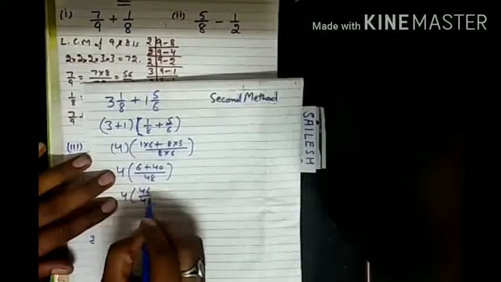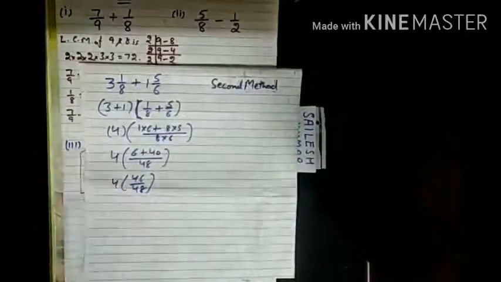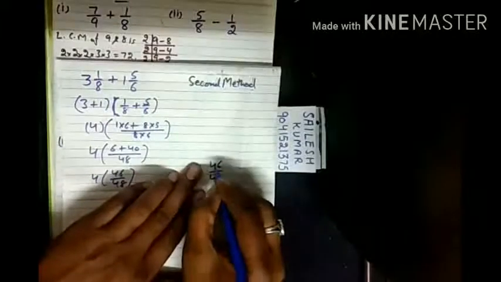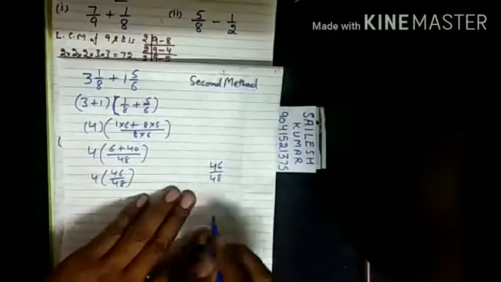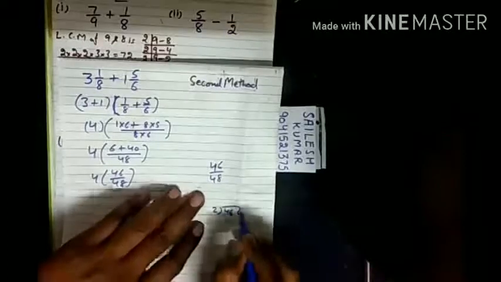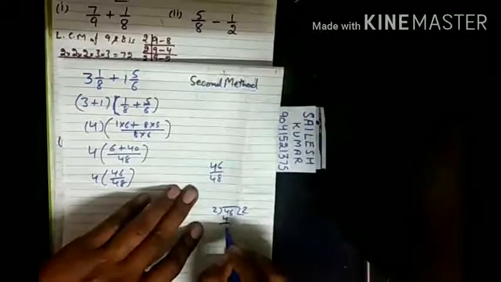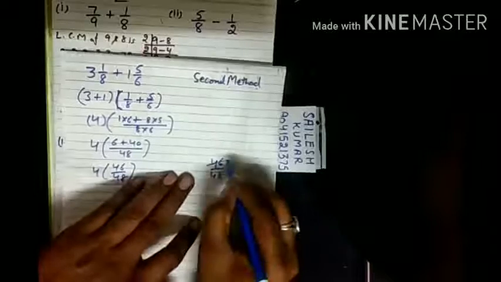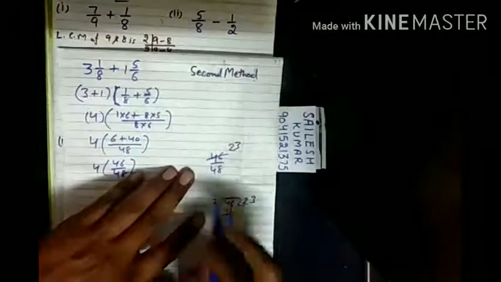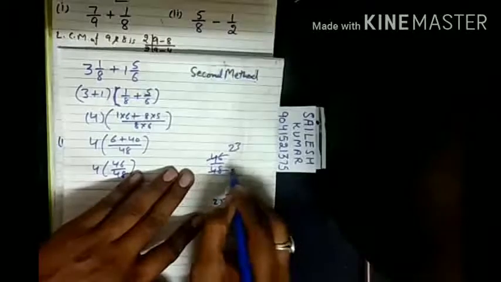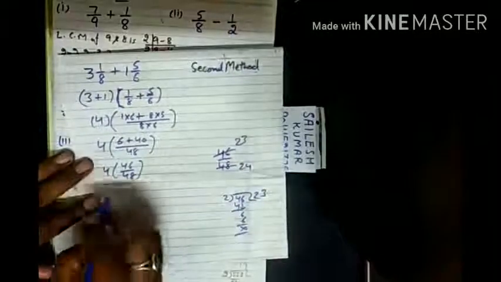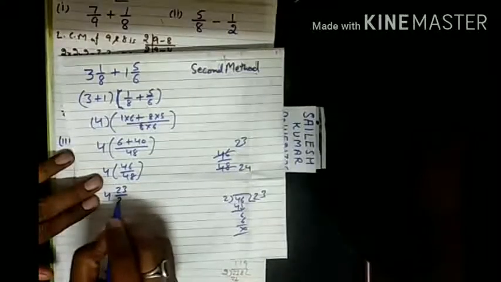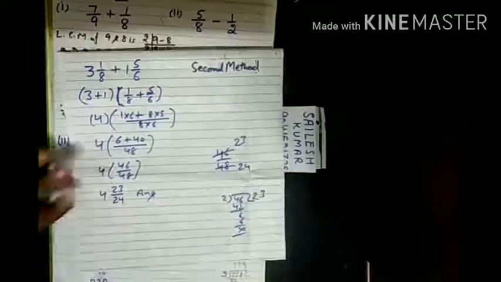Now this is 46 over 48. 46 and 48 both are divisible by 2. So in rough work, 46 and 48. If you divide this 46 by 2, then we get 23. And if we divide 48 by 2, then we get 24. So in place of 46 by 48, we can write 23 by 24. Now this is the answer.